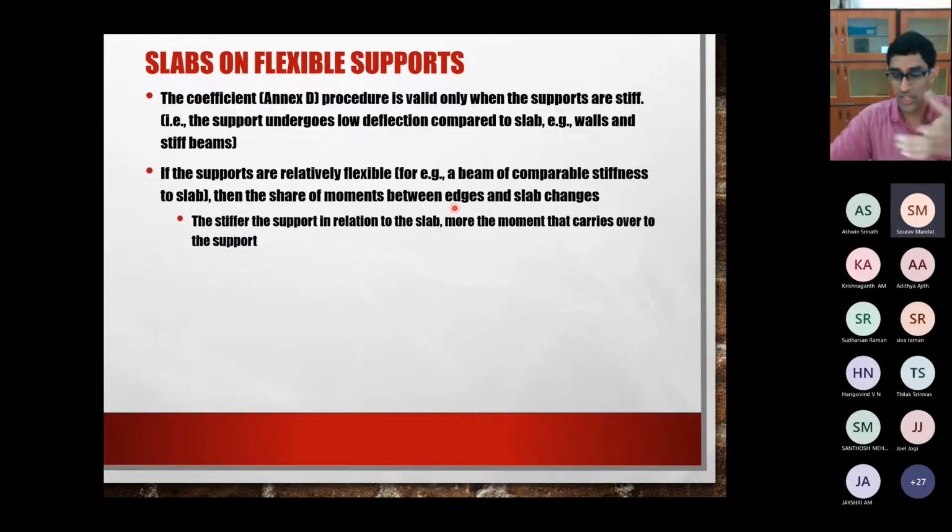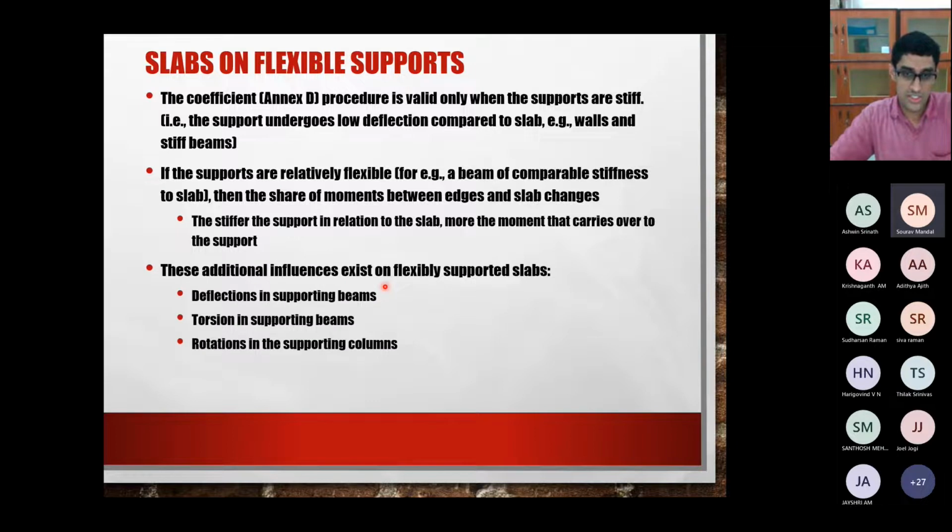The same thing is true here also. If the beam is really stiff and the slab is quite thin, then all the moments are going to be taken by the beam. Okay, and we say that in this case the beam is rigid, or relatively it's rigid compared to the slab, and it is for that case you can use an XD. If the beam stiffness and the slab stiffness are very comparable, then all of them are going to take moment in a similar fashion. In which case you say that the beams or the supports are flexible. So these additional influences exist on flexibly supported slabs. When I say flexibly supported slab, I mean a slab which is supported on beams which have a relatively good amount of deflection.